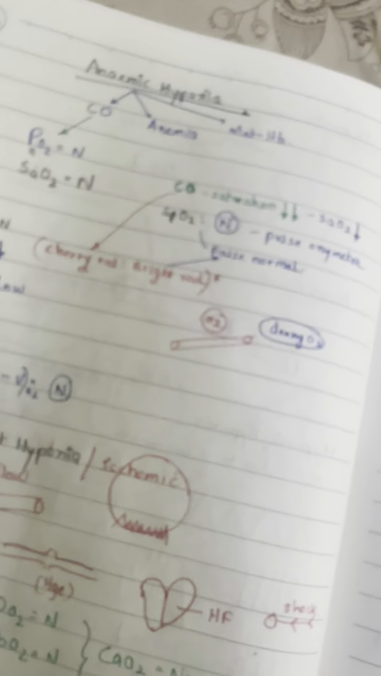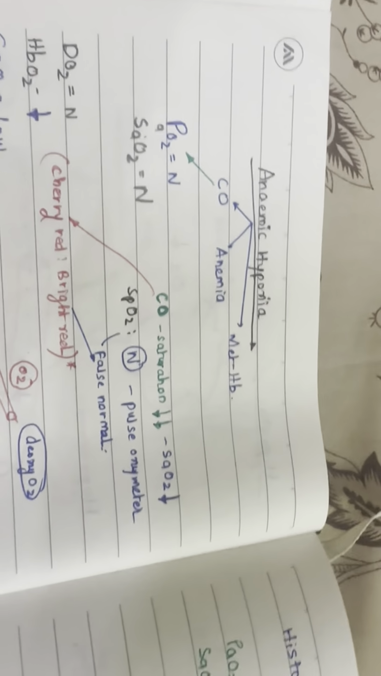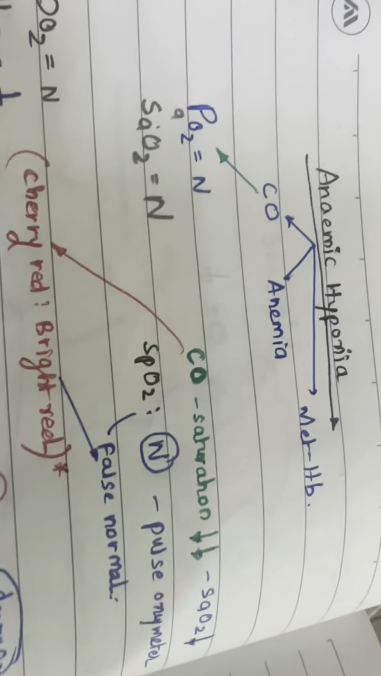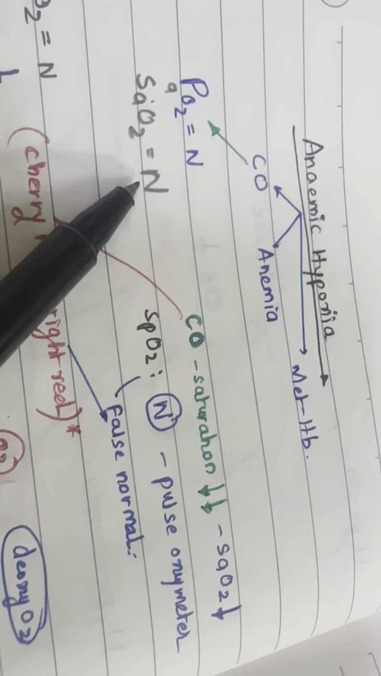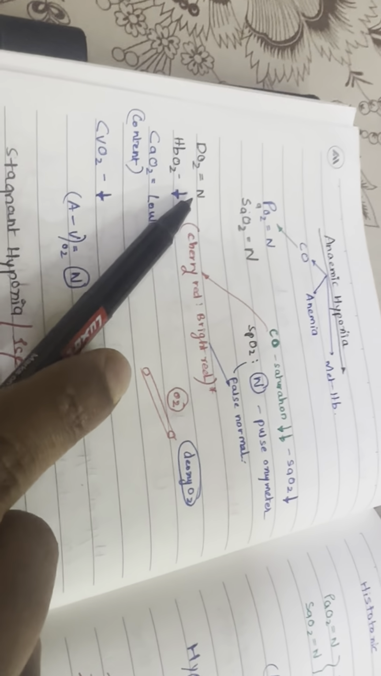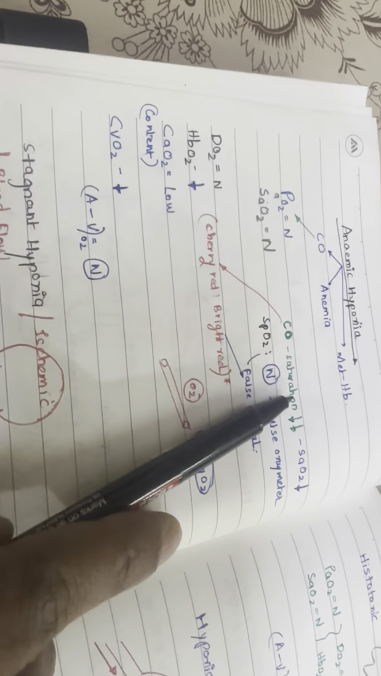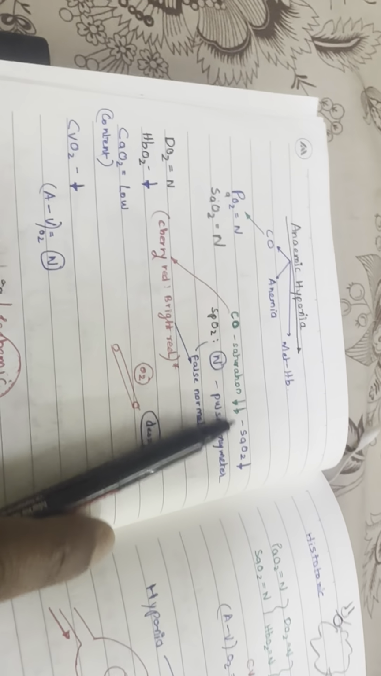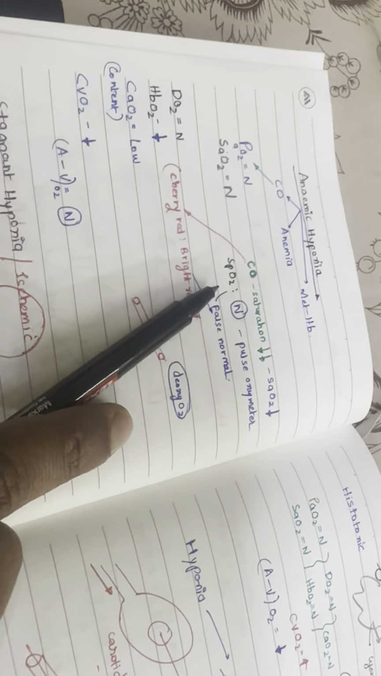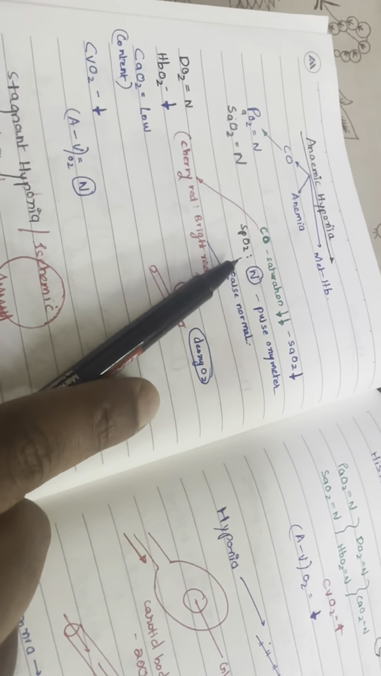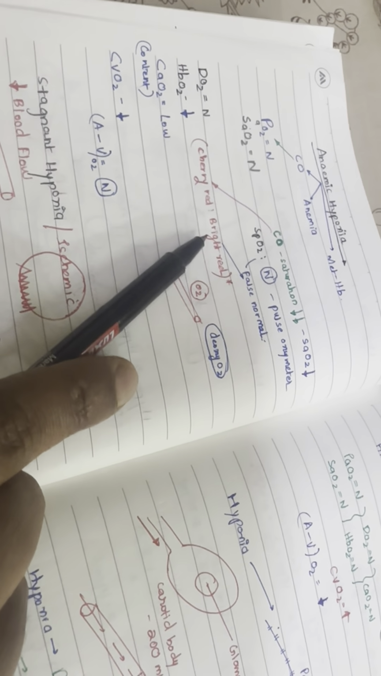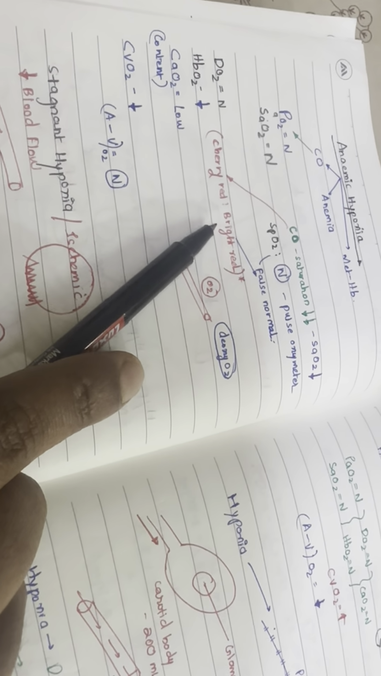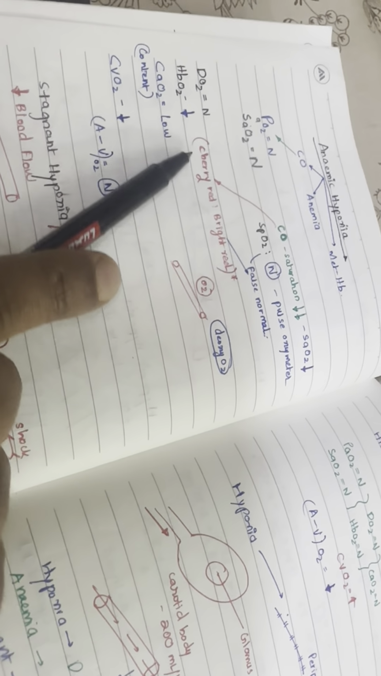Next is anemic hypoxia. Anemic hypoxia is due to carbon monoxide poisoning, anemia, methemoglobin. In this, partial pressure of oxygen will be normal, saturation of oxygen will be normal. But in carbon monoxide poisoning, the saturation of oxygen will be decreased. But when we use a pulse oximeter, the SpO2 will be falsely normal because carbon monoxide poisoning causes cherry bright red color.